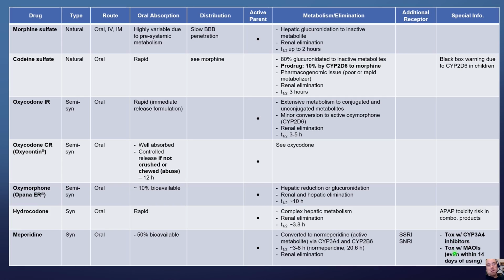And meperidine is also toxic if combined with monoamine oxidase inhibitors. Toxic in the sense that because it already has norepinephrine reuptake ability, and if you add a monoamine oxidase inhibitor, which prevents the metabolism of norepinephrine, you could have that excess sympathetic activity and that toxicity.